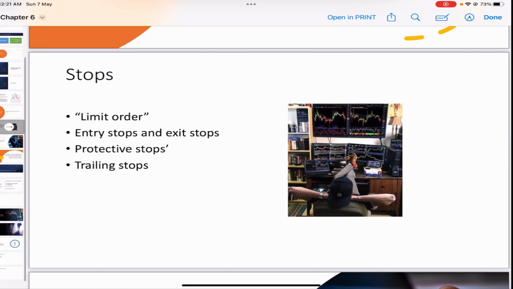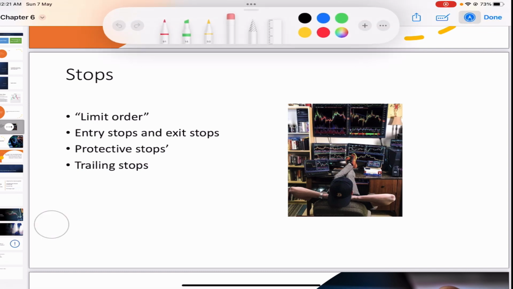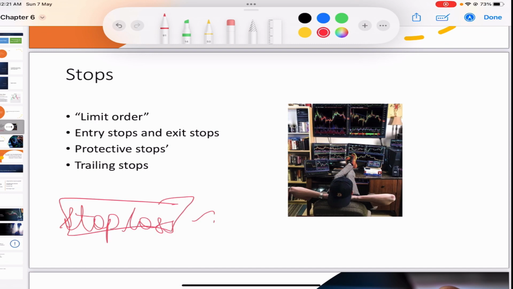So stops is the most important concept you are going to learn ever in your entire trading journey. Without using stops, you will not be able to succeed at all. You need to set stop losses, you need to set stops. When I talk about stops, we are talking about stop losses only. You need stop losses. You need to set a stop loss every time you take a trade. Every time you buy something, you need to set a stop loss. Stop loss basically minimizes your risk and it protects your capital.